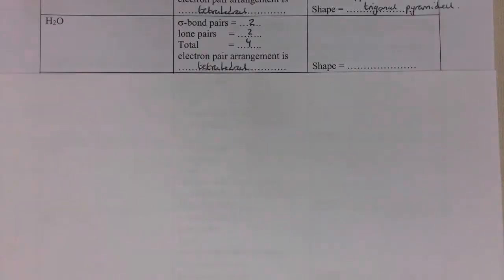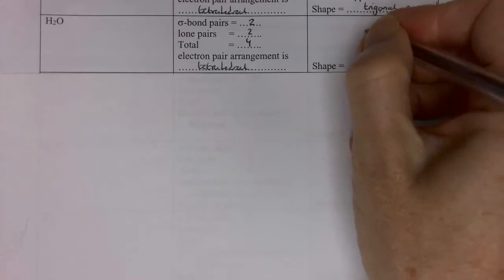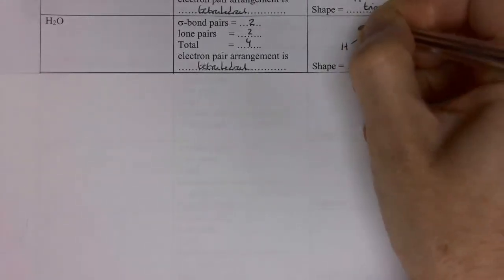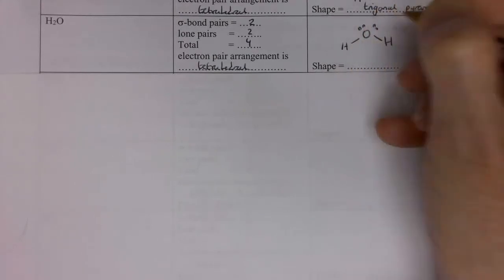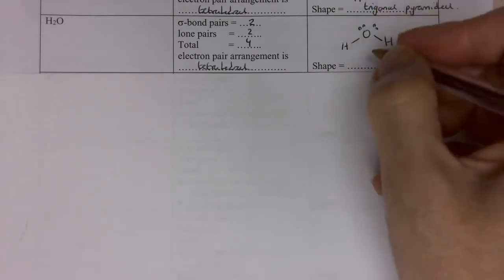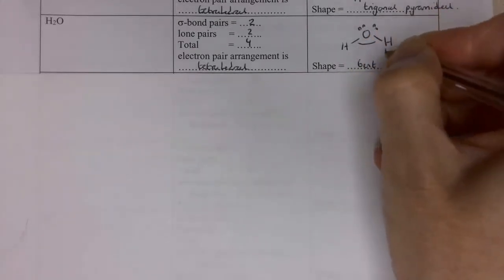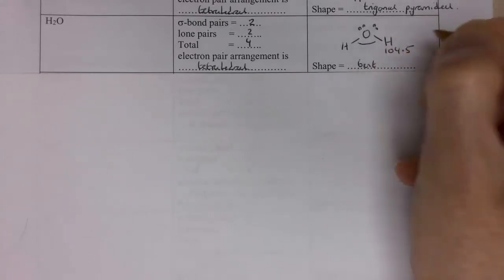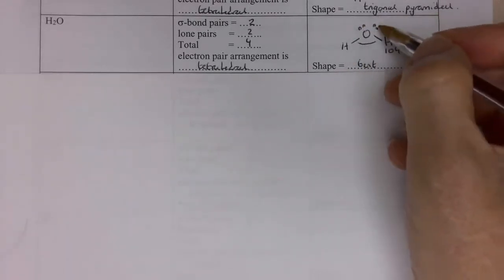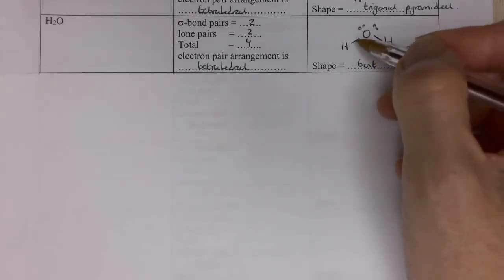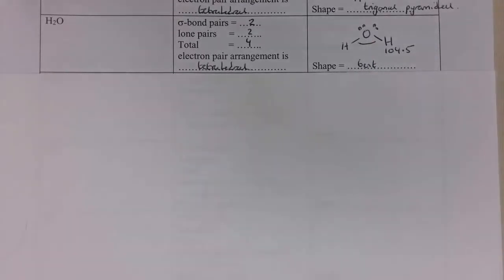The next example is water with 2 bonding pairs, 2 lone pairs, again therefore it's based on a tetrahedral electron arrangement. But water has 2 hydrogens and it has 2 lone pairs of electrons. So the shape again is bent, and the bond angle now is 104.5. Again, we've reduced the bond angle because lone pair repulsion is greater than lone pair bonding pair repulsion, which is greater than bonding pair repulsion.